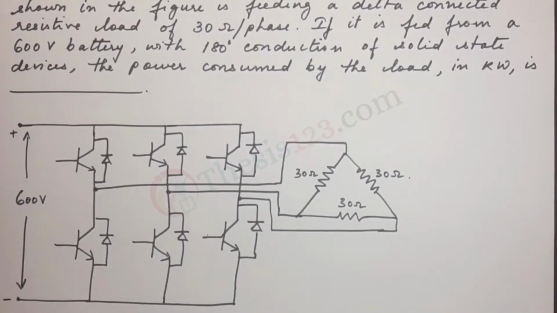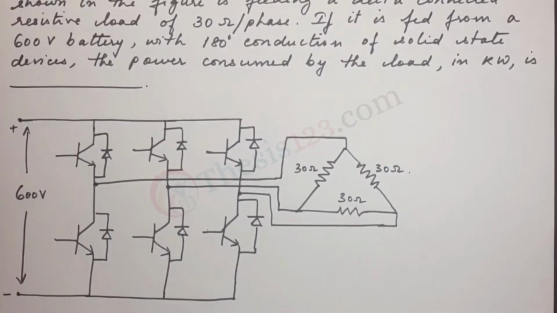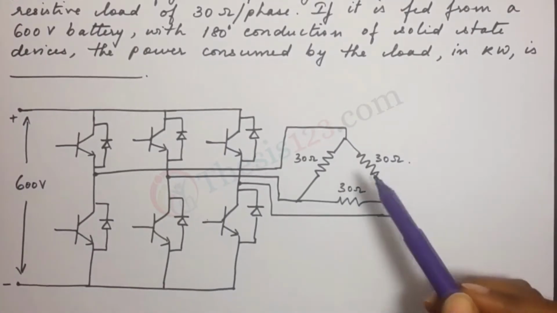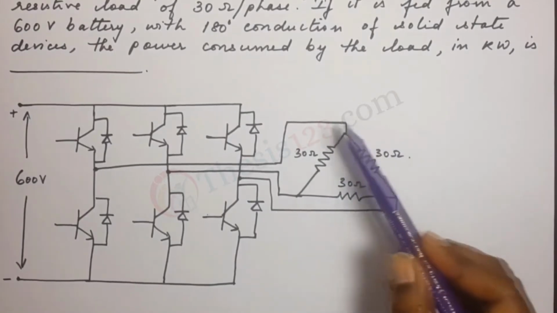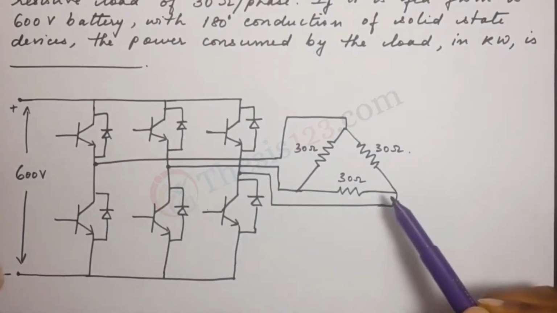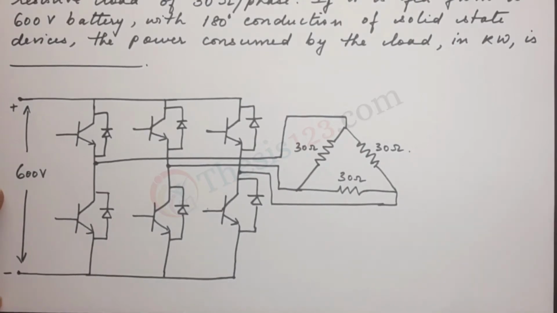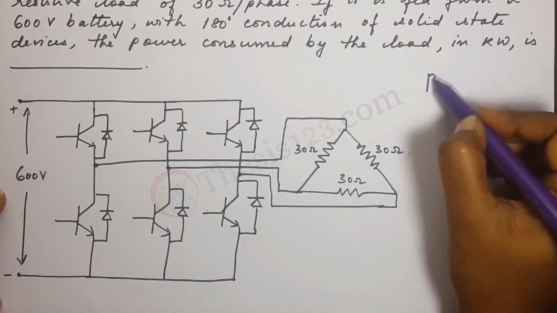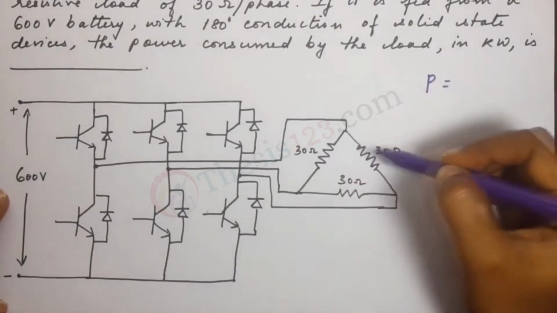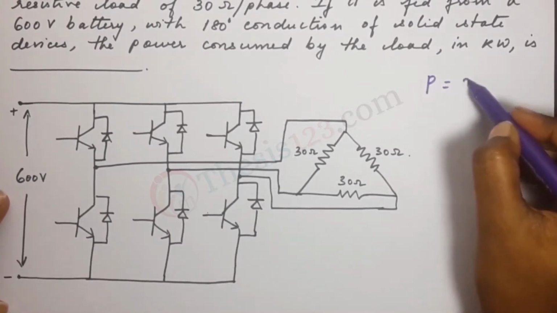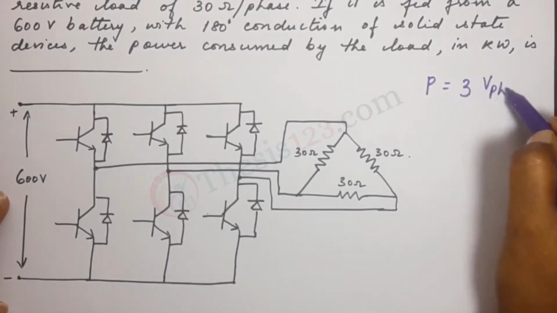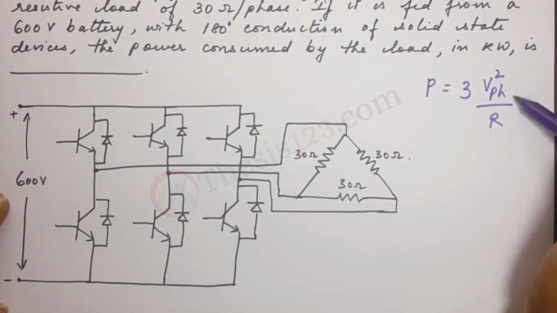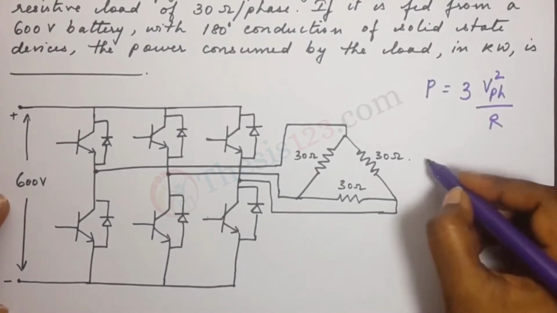Okay, so we have quite a large circuit over here. This is a 3-phase voltage source inverter, and it is feeding a delta connected resistive load here. So this is 30 ohms per phase. Alright, so we are supposed to find out the power consumed by the load. Because we have 3 resistances, that would be 3 into V phase square divided by R. Now this is important. We require the V phase, the voltage per phase.